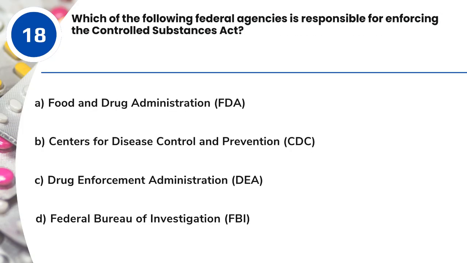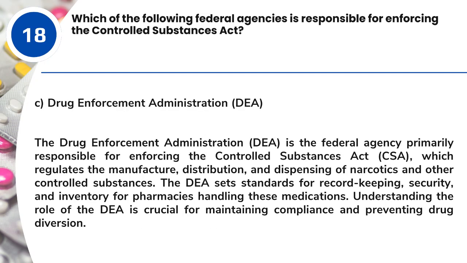Question 18. Which of the following federal agencies is responsible for enforcing the Controlled Substances Act? A. Food and Drug Administration, FDA. B. Centers for Disease Control and Prevention, CDC. C. Drug Enforcement Administration, DEA. D. Federal Bureau of Investigation, FBI. Answer: C. Drug Enforcement Administration, DEA.